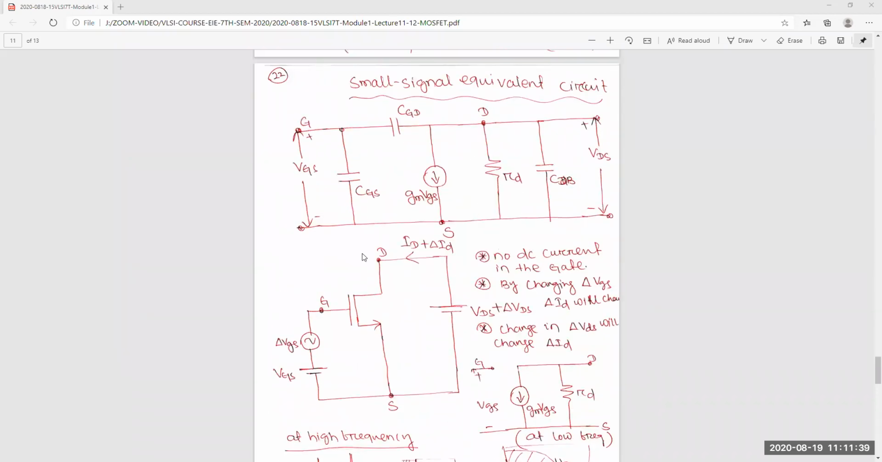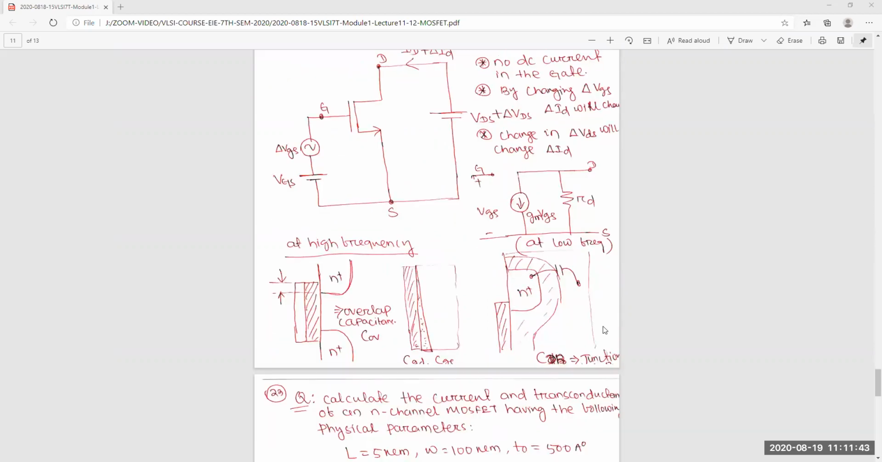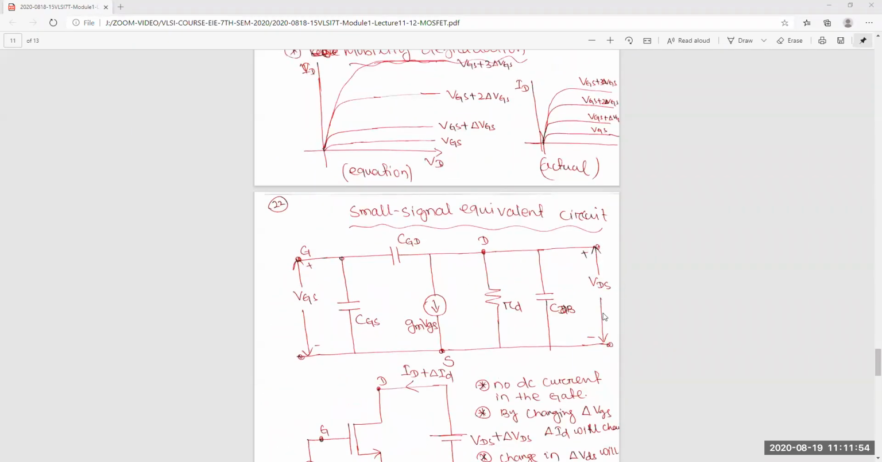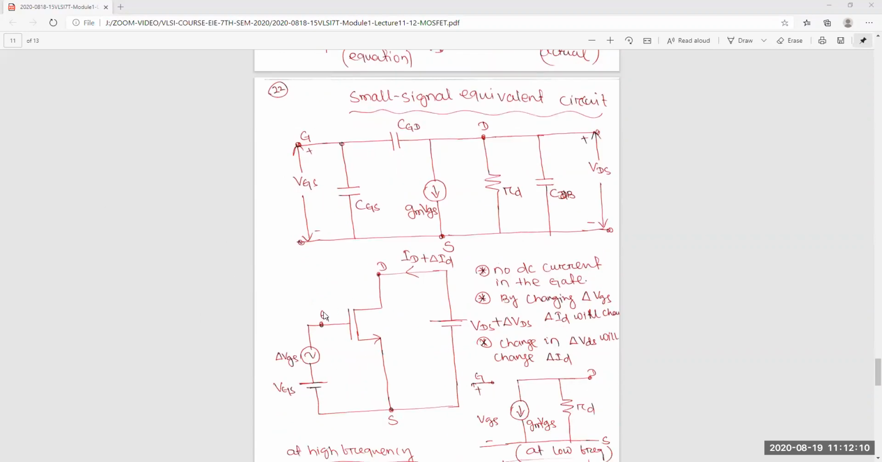And this is RD, and CDB, this part is DB, drain to bulk. Also the side wall capacitance will add there. So generally these three types of capacitance will be present in a MOSFET. In high frequency operation we have to calculate all the currents and other parameters by adding all these capacitances. Then you will get a proper result.